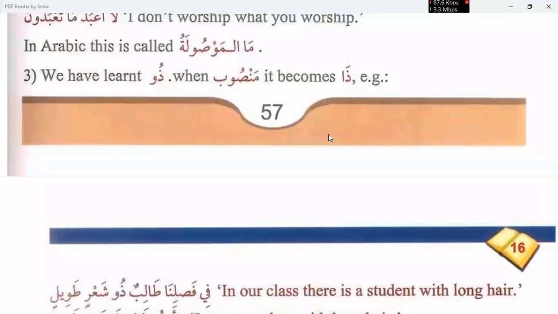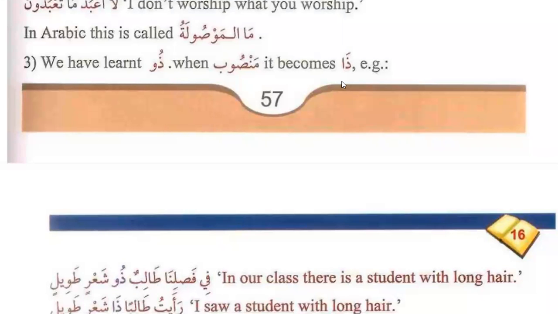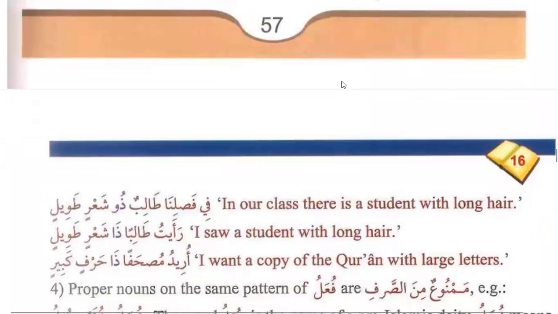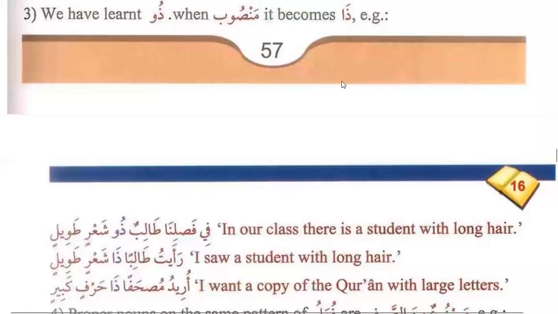Assalamu alaikum. Wa alaikum assalam wa rahmatullahi wa barakatuh. We have learned dhu. When mansub, it becomes dha. For example, fi faslina talibun dhu sha'rin tawilin. In our class, there is a student with long hair. Ra'aytu taliban dha sha'rin tawilin. I saw a student with long hair.